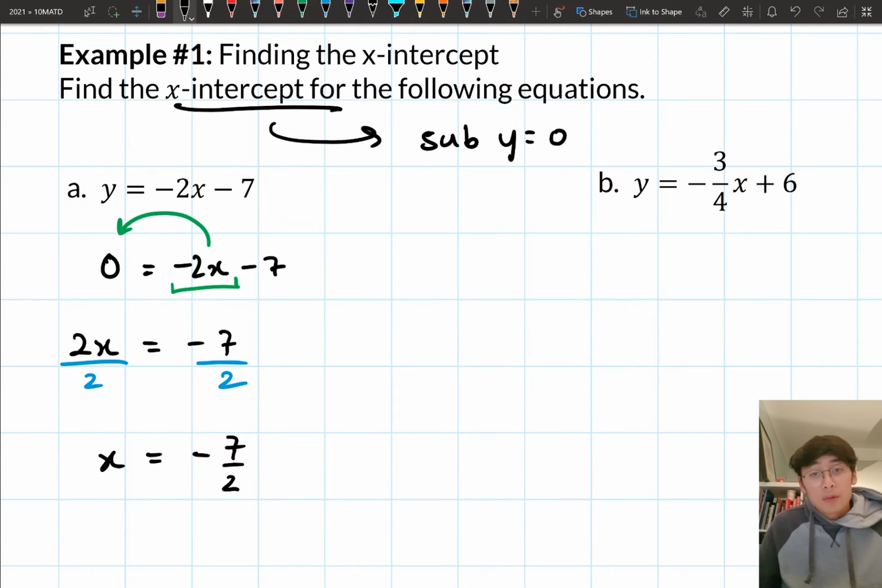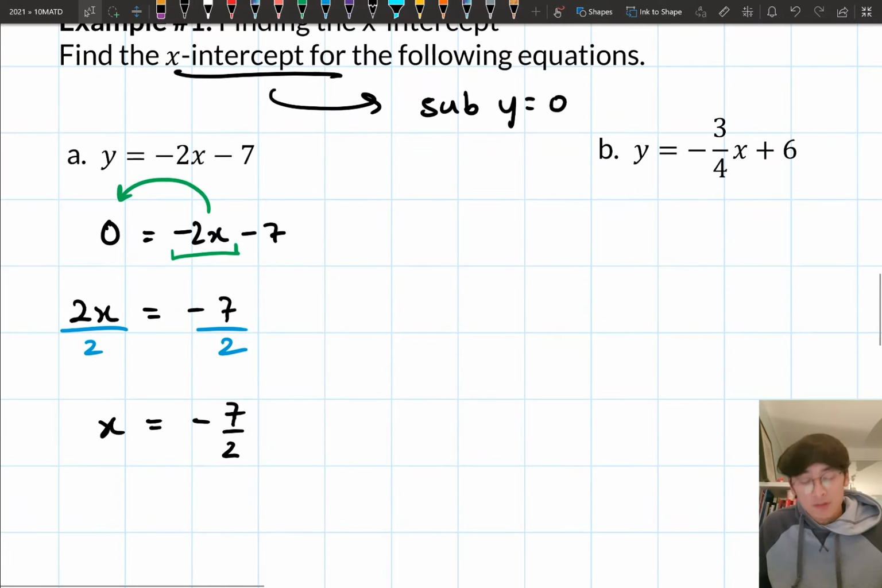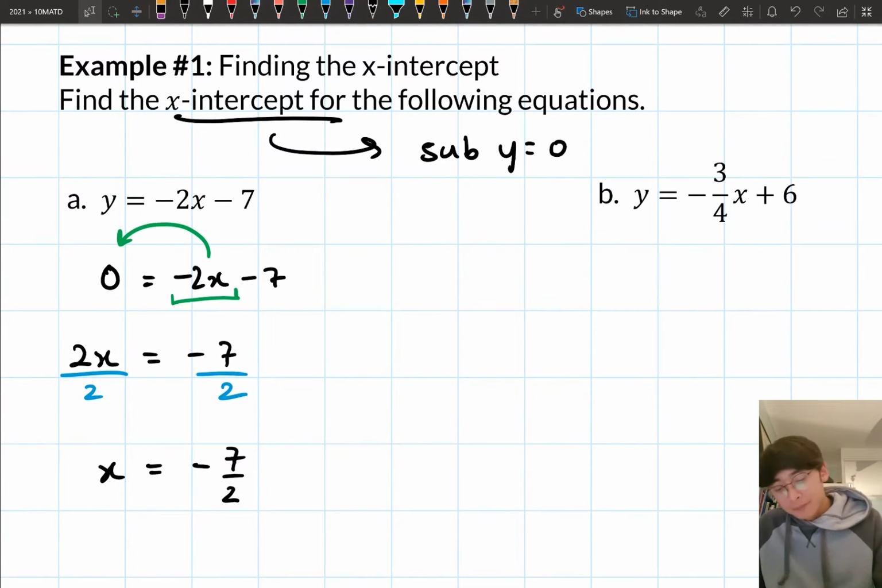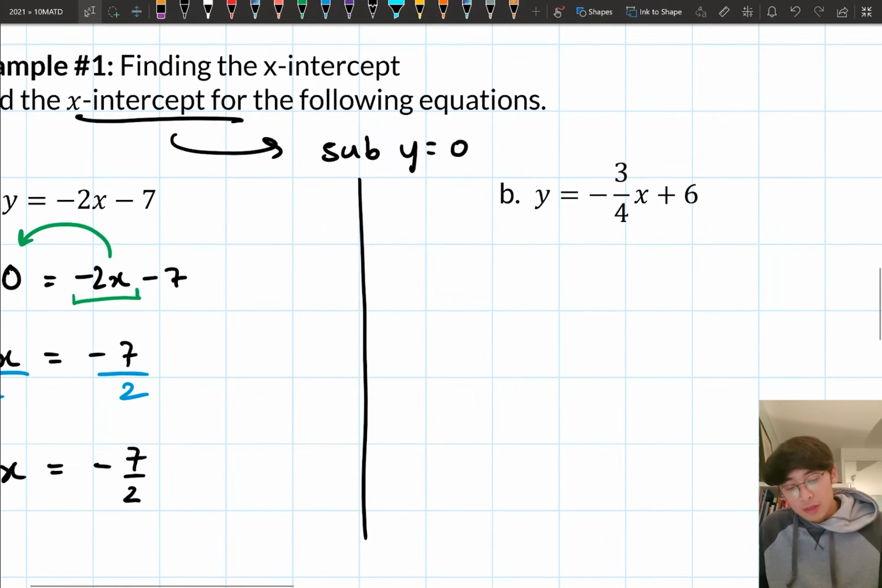So the steps that we did there: we substituted y is equal to 0, and then we rearranged and started solving for x so that we could get an x value at the end. So my x-intercept is just at negative 7 over 2. Okay, next one. y is equal to negative 3 over 4 x plus 6.